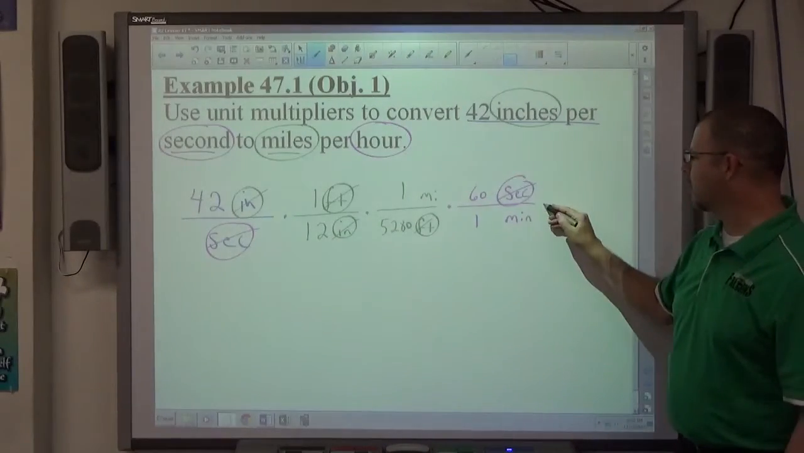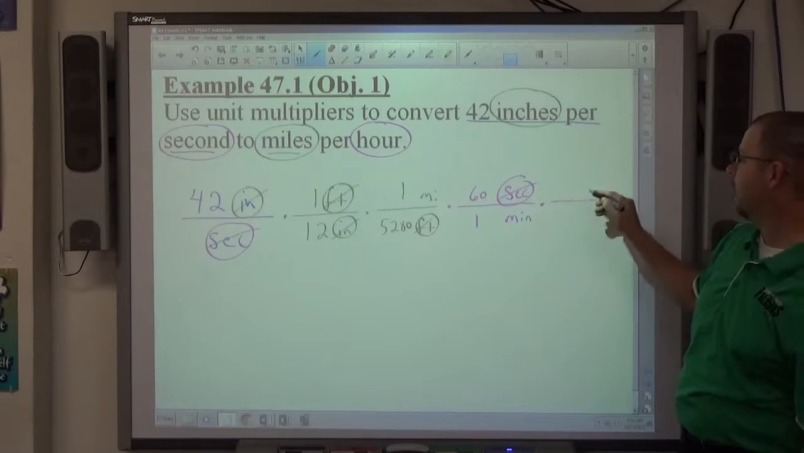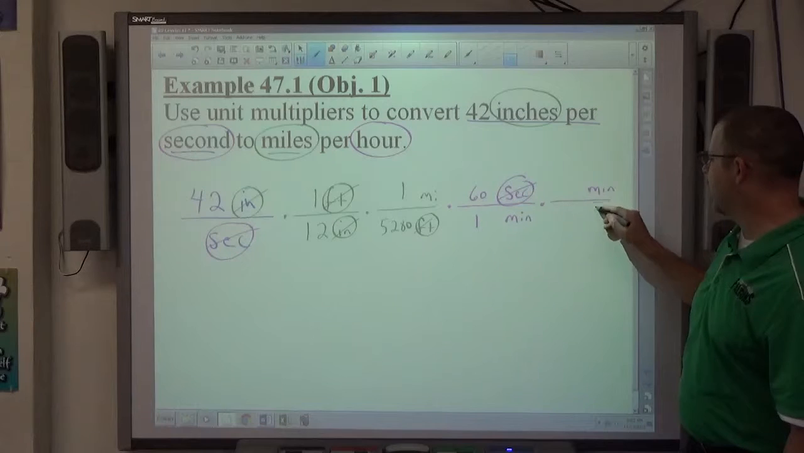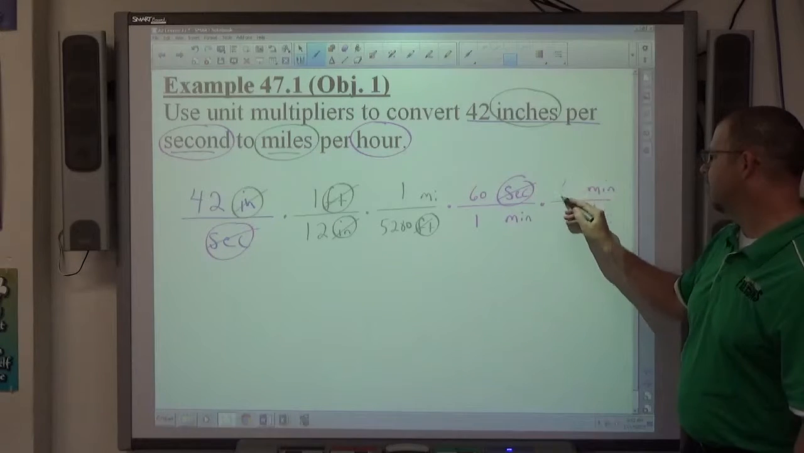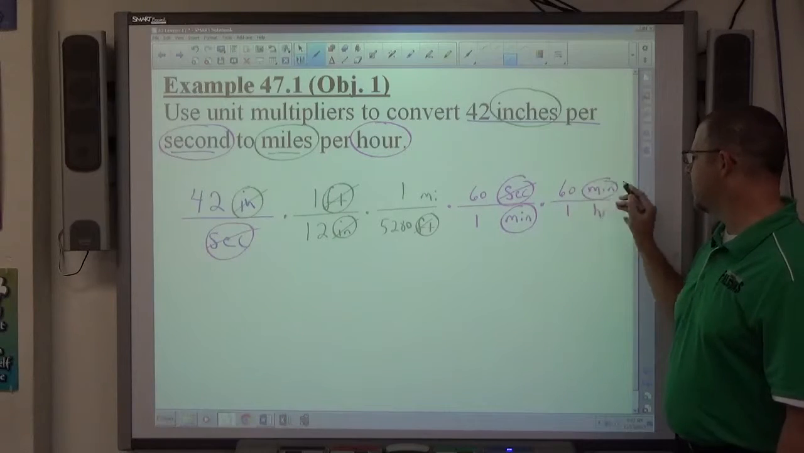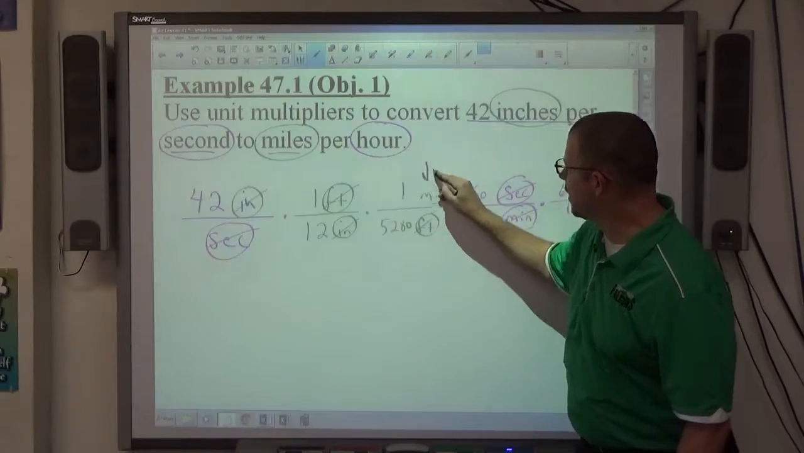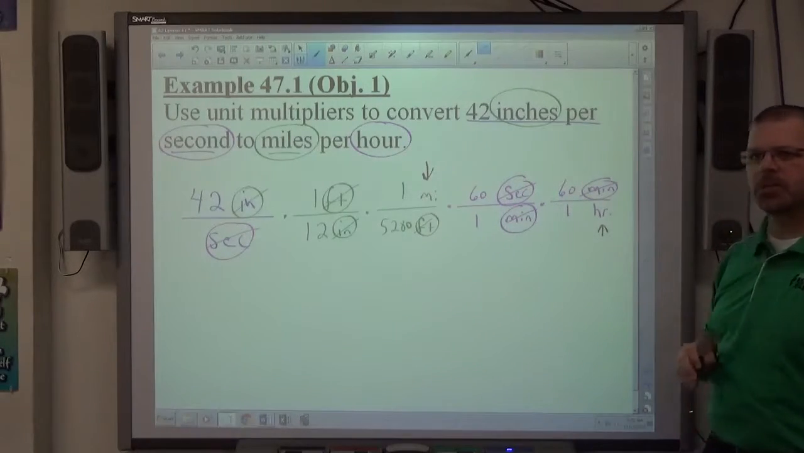I'm looking for miles per hour, so I have to do another conversion. Again, I want minutes to go away. Currently, minutes is positioned in the denominator. So I put minutes in the numerator, hours in the denominator, and I know 60 minutes is equal to 1 hour. This unit of minute cancels that unit of minute. And now looking at my leftovers, I've got miles on top, hours on the bottom, and a bunch of numbers.